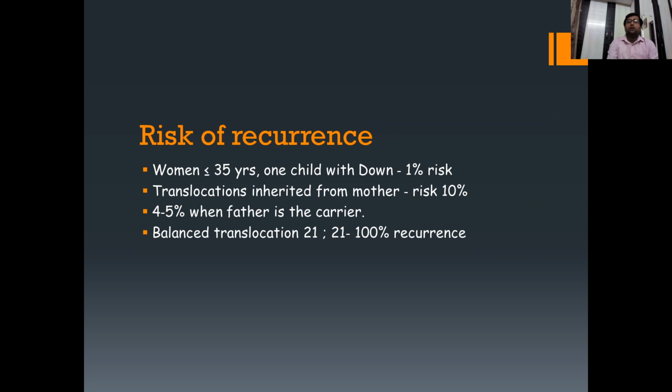Now, if a child is having Down syndrome, then what is the risk of recurrence in another pregnancy? If the woman is less than 35 years old and one of her children is affected with Down syndrome, then the risk is only 1%. But if translocation is inherited from the mother, the risk increases to 10%, and if translocation is inherited from the father, then the risk is only 4 to 5%.